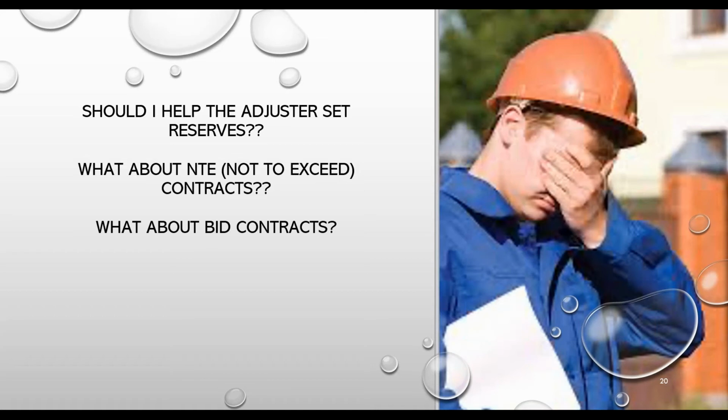It's not your job to do pricing on the first day or two, and you can give the adjuster what numbers you have available, what information you have available, and let him set his own reserves. However you want to do that is a company decision, and it may vary from time to time. You may have one insurance company or one adjuster that you've worked with before, and you're comfortable doing that.